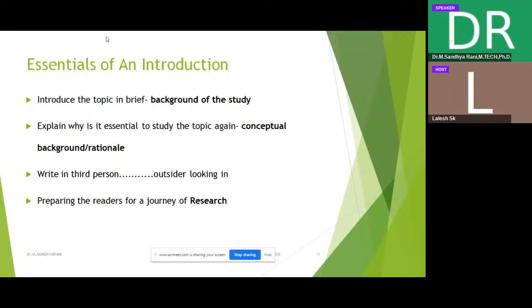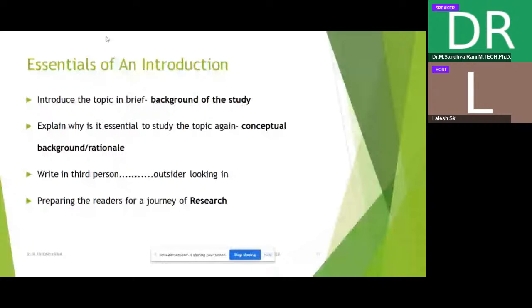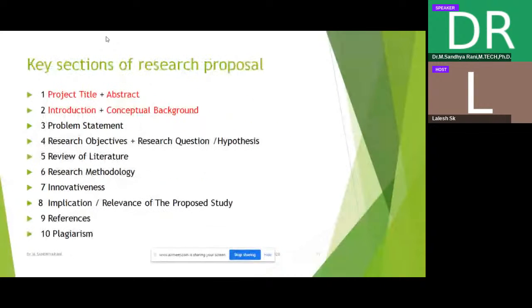An introduction is written in such a way that an outsider or a third person is looking into it. Moreover, an introduction should be so clear and so simple, as if we are taking the reader on the journey of our research. An introduction has a conceptual background. So you should tell the concepts you are using. The introduction should say, these are the concepts I will be using in my research paper.